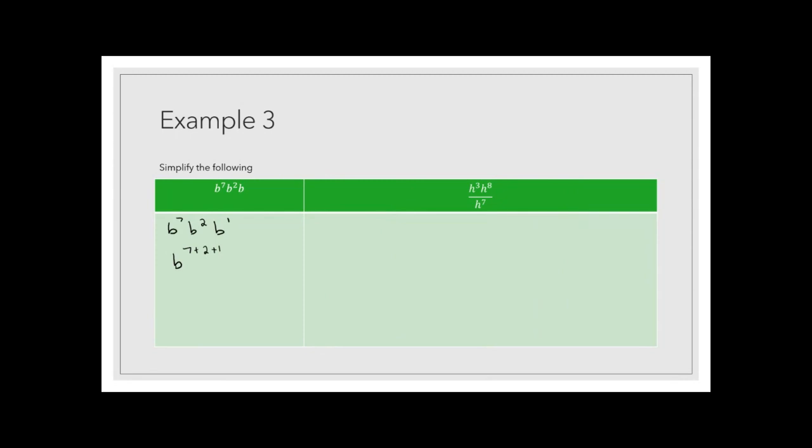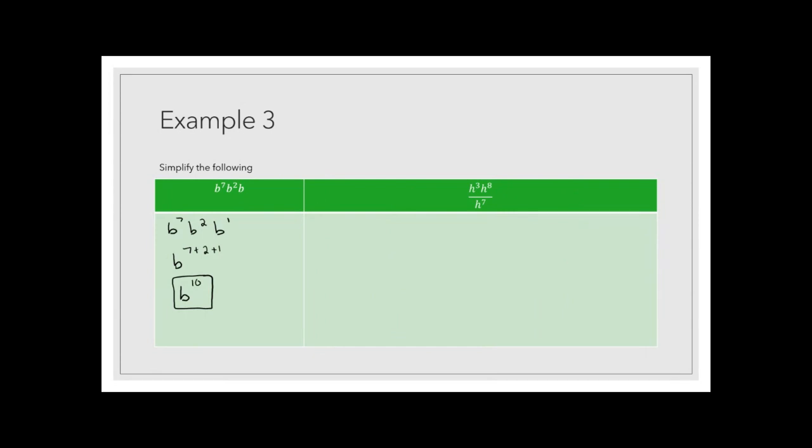So it doesn't matter how many you have in a row, you always add the exponents because the base is the same. It has the same letter underneath. So 7 plus 2 plus 1, that comes out to 10. So your answer is b to the 10. And you can see that's definitely simpler than the top. The top has 3 things. Here you just have a single b written out.